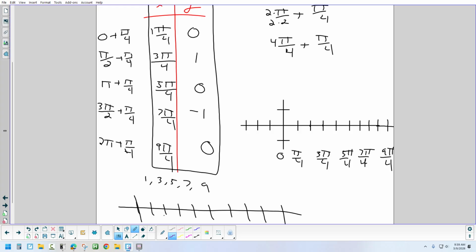All right, so pi over 4, we're at 0. 3 pi over 4, we're going to go 1. 5 pi over 4, you're back at 0. And then my tick marks started to not get spaced as nicely, but that's okay. And 9 pi over 4, we're back at 0. So this is a graph of sine. When you graph one section of sine, you always see that kind of S curve to it. Like that.